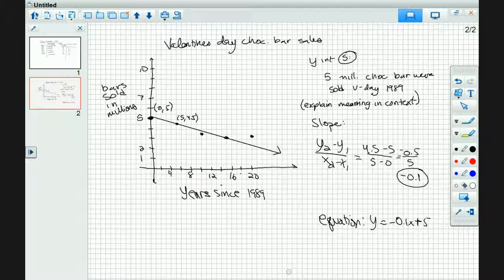Yeah, the units are reversed. The y is on top. So we have chocolate bars decreasing by 0.1 million, or 100,000, either one, every year. Right, so you always have the y's over the x's.